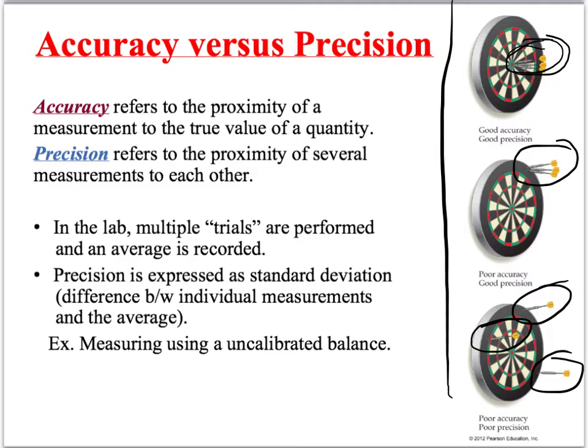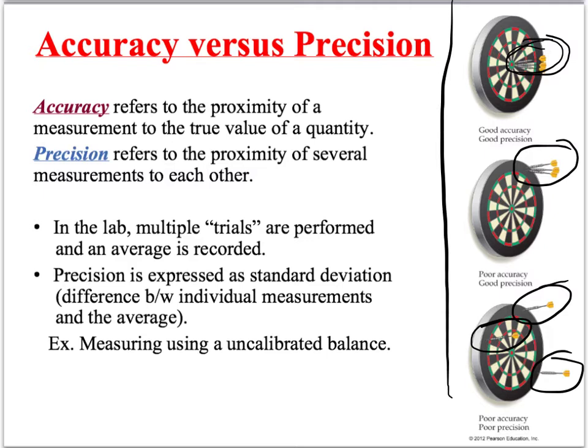Precision is what we describe as standard deviation. That is the difference between individual measurements and the average. A low standard deviation means that the values are grouped very closely together. But you have to remember that a precise measurement can still be inaccurate.